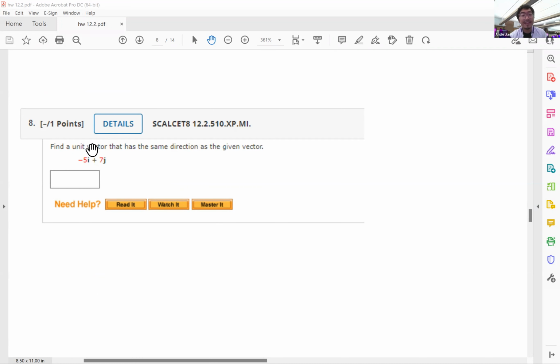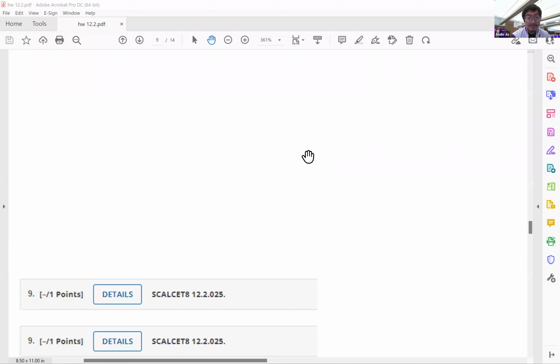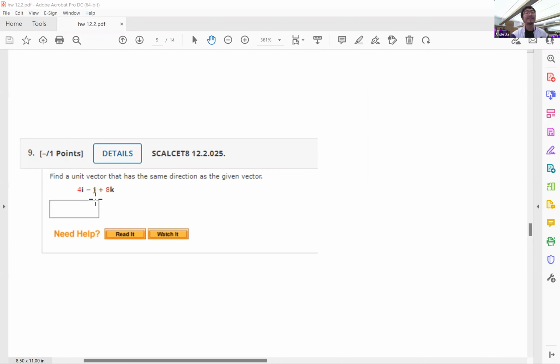This translates to negative 5 and 7. Then use the unit vector form: find the magnitude, and then find the unit vector. This is the same. Translate the negative 4, then negative 1, then 8, then find the magnitude, then find the unit vector.